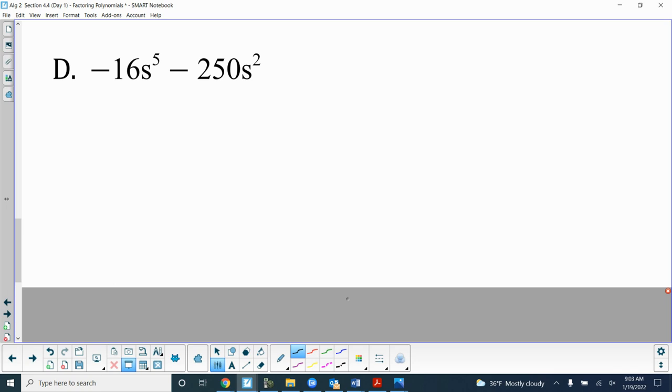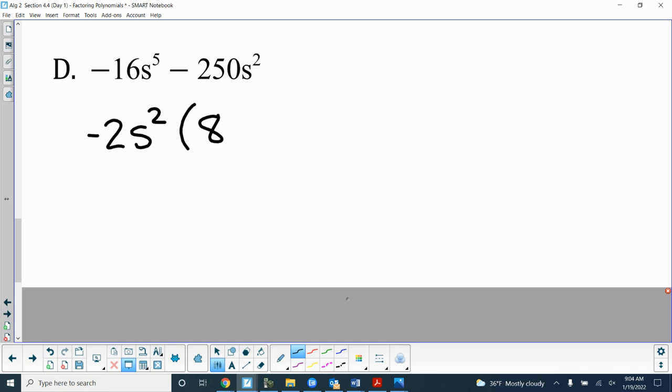All right, you guys are doing a good job. What's the GCF? Negative 2s squared. Since they're both negative, I take the negative out also. Now, what's negative 16 divided by negative 2? Positive 8, right?